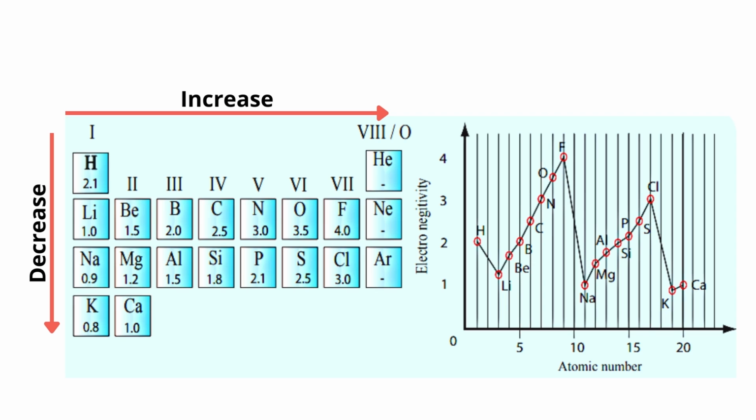It can be seen that the electronegativity increases from left to right across a period. It is also seen that, down a group, electronegativity decreases. In this too we have a zigzag pattern.